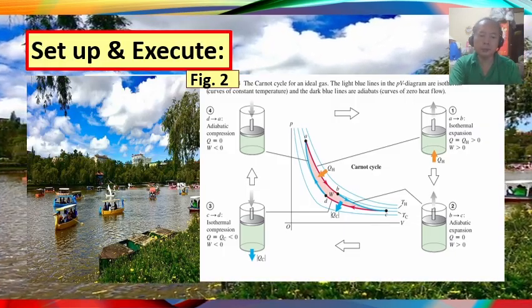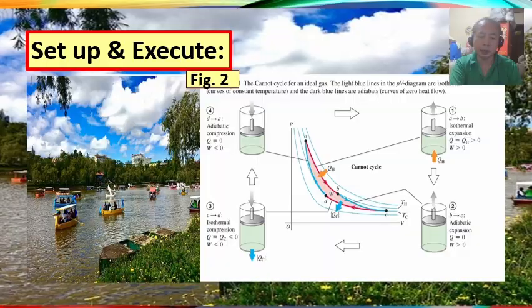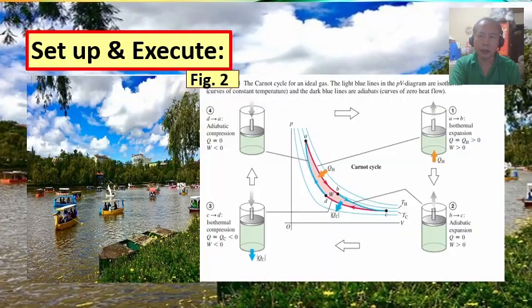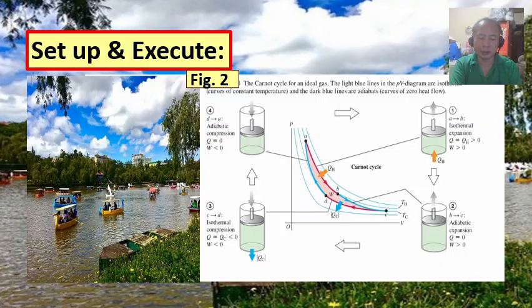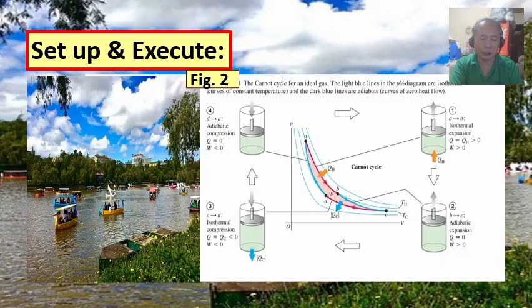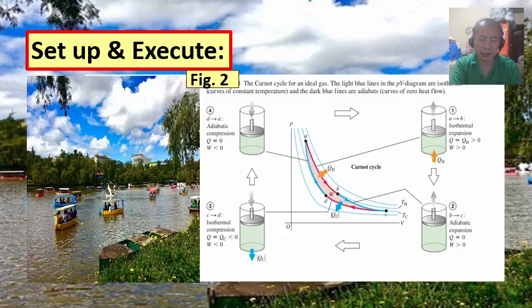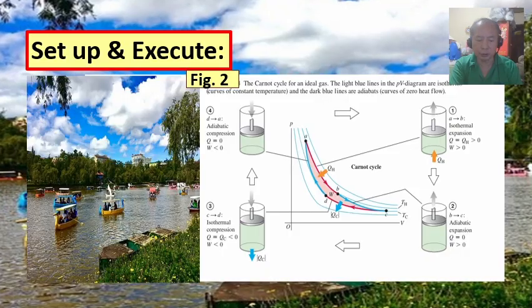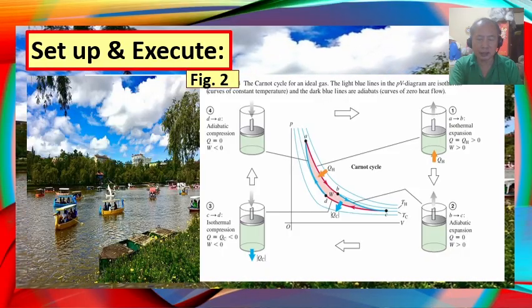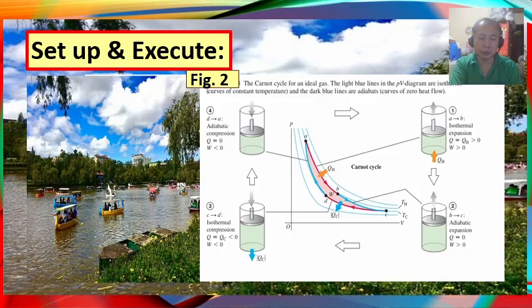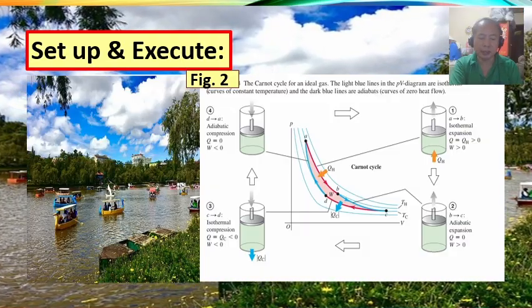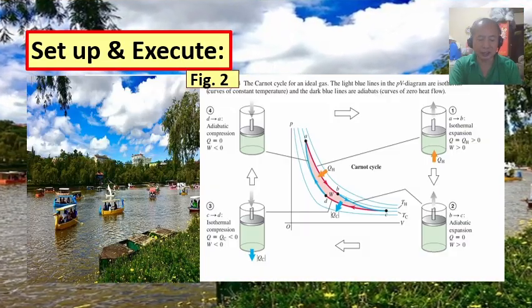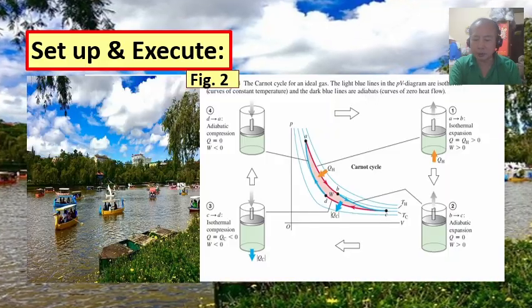In figure 2, we are given the steps of the Carnot cycle in a Carnot engine, using as its working substance an ideal gas such as argon in a cylinder with a piston. The Carnot cycle consists of two reversible isothermal and two reversible adiabatic processes. It consists of the following steps.